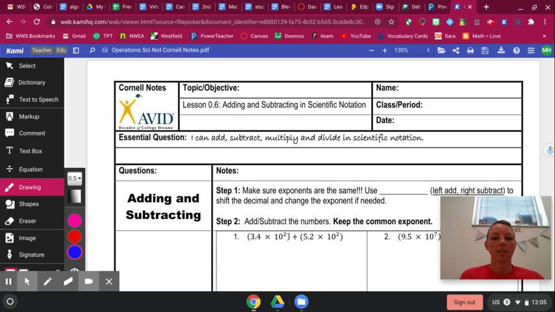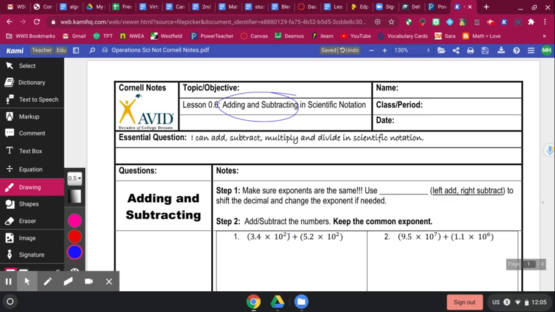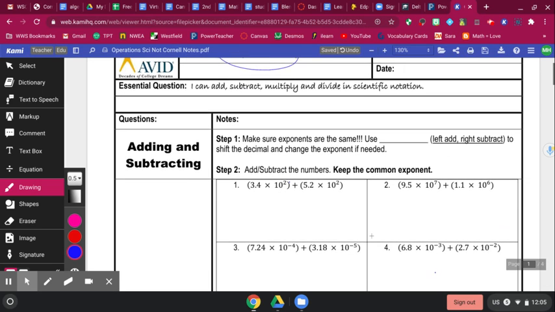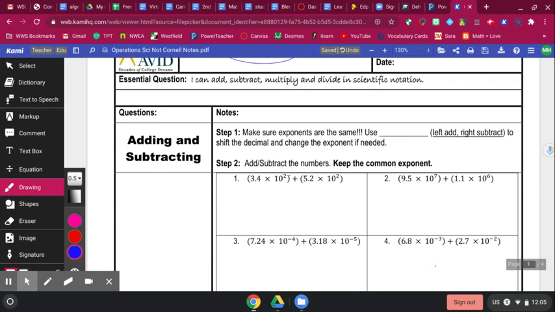Hi, so this is lesson 0.6, operations in scientific notation. I know it says adding and subtracting, but we're also going to add multiplying and dividing to this. We are going to first start with adding. Step one is to make sure exponents are the same.